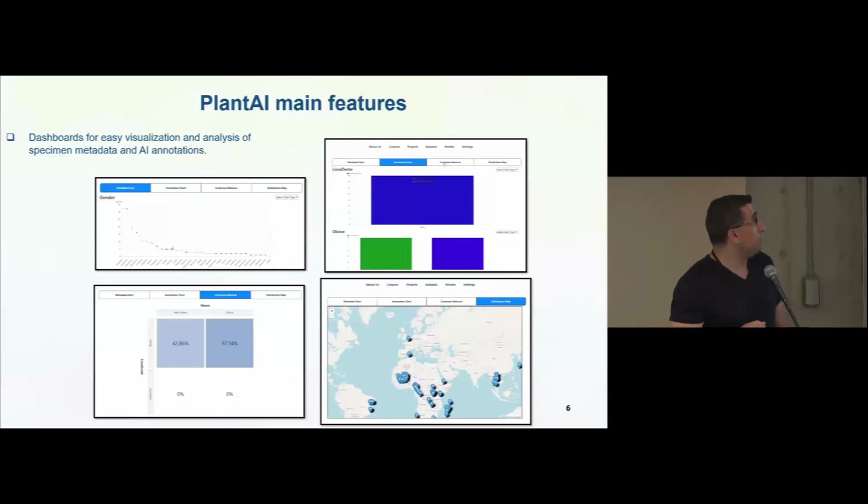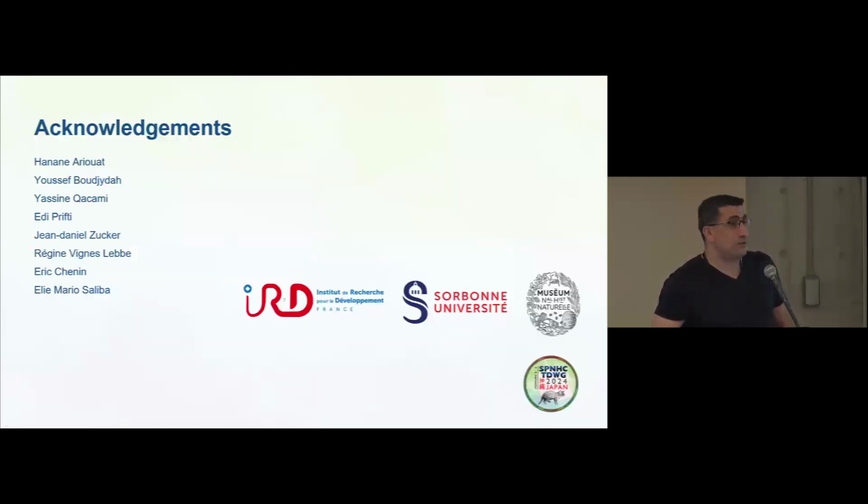In PlantAI, we also add dashboards for easy visualization and analysis of specimen data and AI annotations. You can see here an example of the confusion matrix, the distribution of the AI annotations, or locations on a map. At the end, I would like to thank all of the team involved in this development, and thank you.